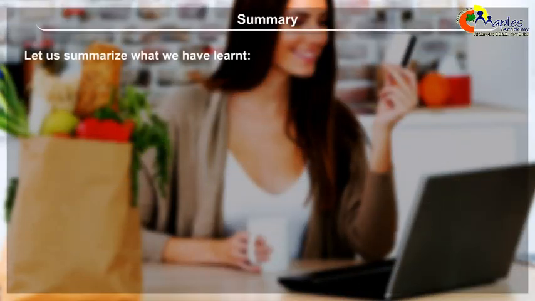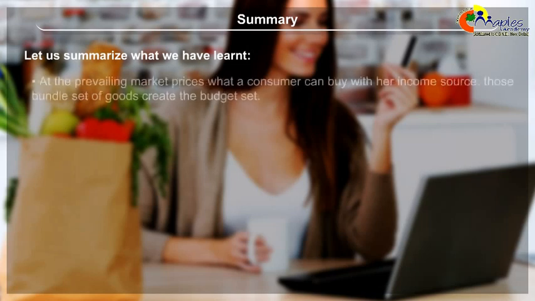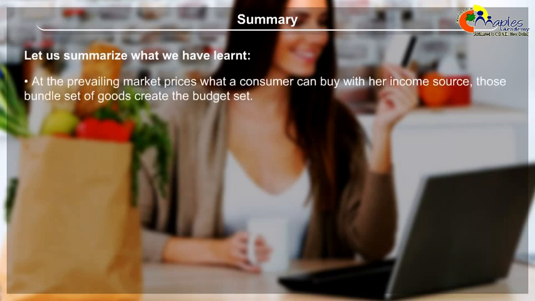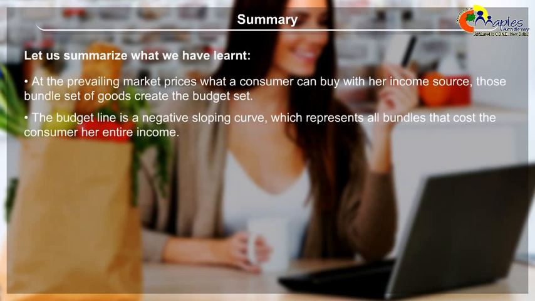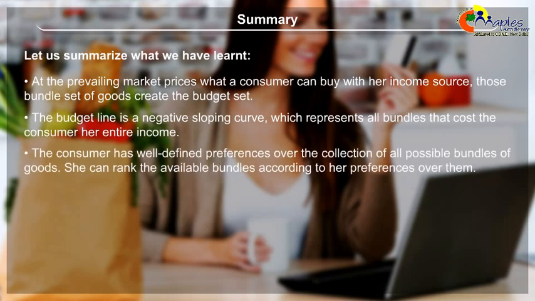Summary. Let us summarize what we have learned. At the prevailing market prices, what a consumer can buy with her income, that bundled set of goods creates the budget set. The budget line is a negatively sloping line, which represents all bundles that cost the consumer her entire income. The consumer has well-defined preferences over the collection of all possible bundles of goods. She can rank the available bundles according to her preferences.